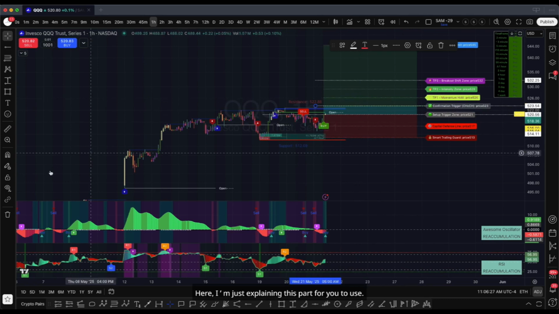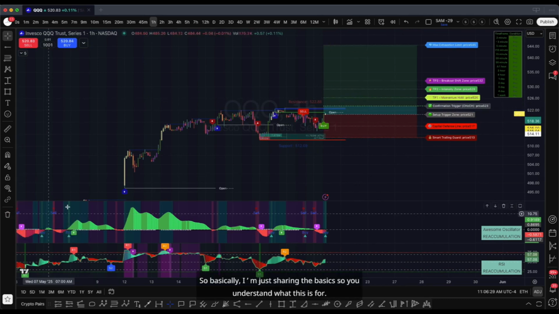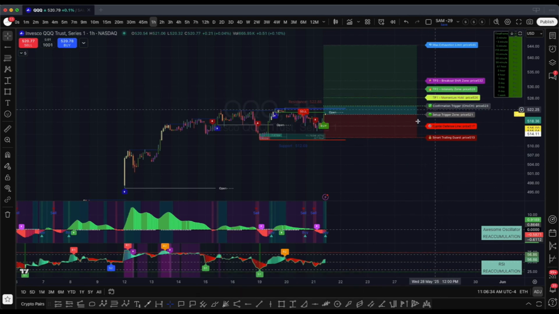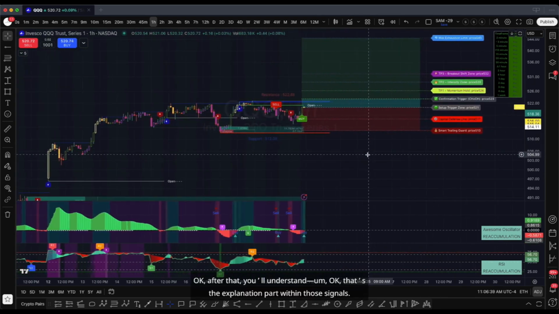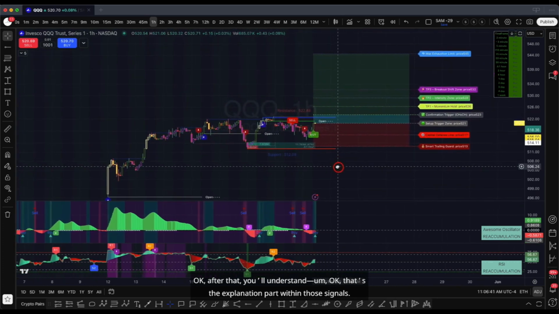Here, I'm just explaining this part for you to use. So basically, I'm just sharing the basics so you understand what this is for. Okay, after that, you'll understand them. Okay, that's the explanation part within those signals.